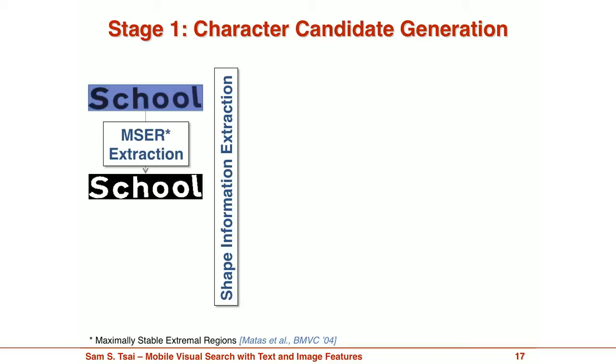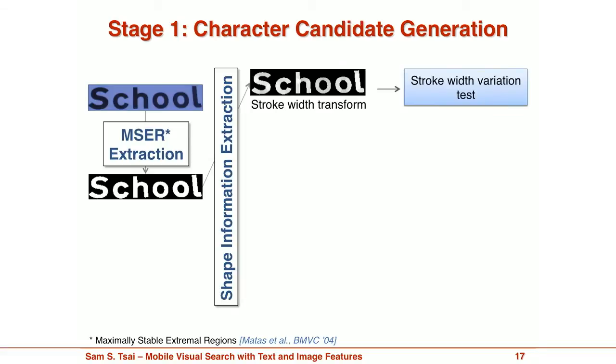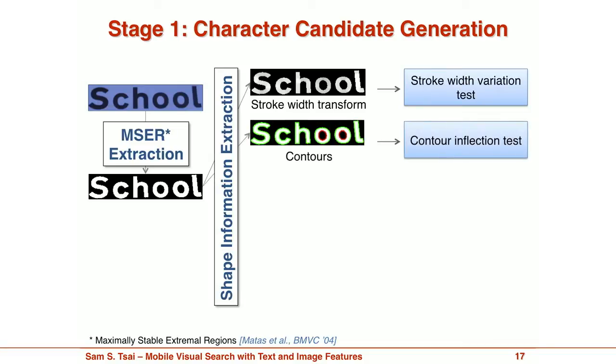For each region, we extract several shape information. One important information is the stroke width transform, which gives us the stroke width values for each pixel within the region. From this, we can generate tests such as stroke width variations within the region to rule out false regions. We also look at the contour reflections. If there are too many contour reflections, it's typically too complex a shape to be text.